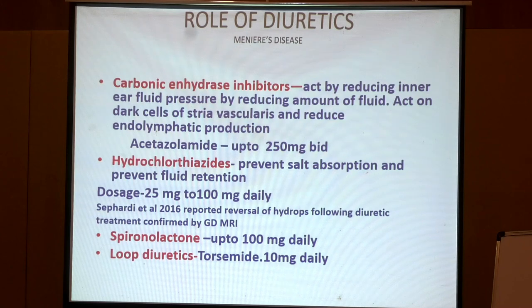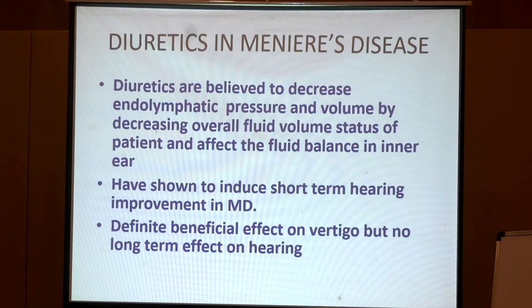Diuretics have a role. Carbonic anhydrase inhibitors act by reducing the inner ear fluid pressure and thereby reducing the amount of fluid in the inner ear. Acetazolamide up to 250 mg BID can be given and is very effective in Meniere's disease. Diuretics are believed to decrease the endolymphatic pressure and volume by decreasing the overall fluid volume and balance in the inner ear. They are shown to induce short-term hearing improvement in Meniere's disease. There is a definitive beneficial effect on vertigo, but no long-term effect on hearing.